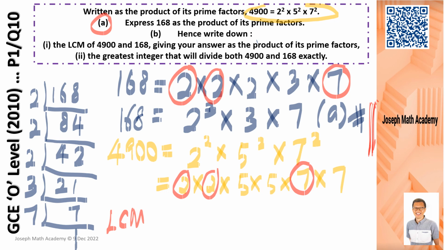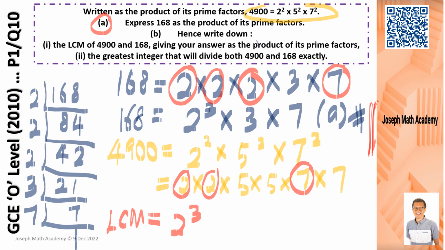Now remember, LCM is multiples. So we still need to use back the original. We have to follow the one with the greatest power. So in the LCM, 2 must be to the power of 3.